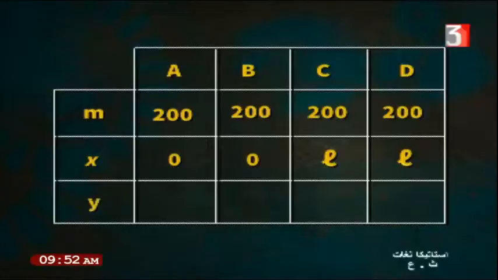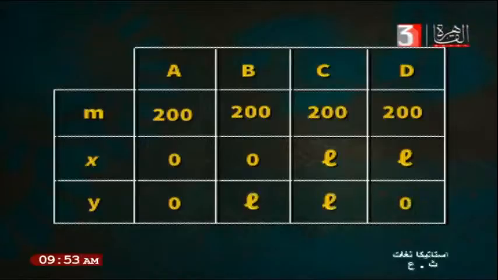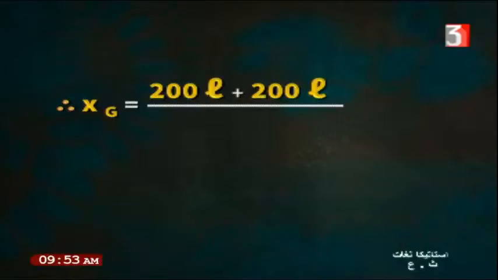Coordinates of Y are 0, L, L, 0. By using the rule m1x1 plus m2x2 plus m3x3 plus m4x4 over the summation of all masses, 200 plus 200 plus 200 plus 200, which is 800. Then to determine xg equals 200L plus 200L over 800 equals half L.